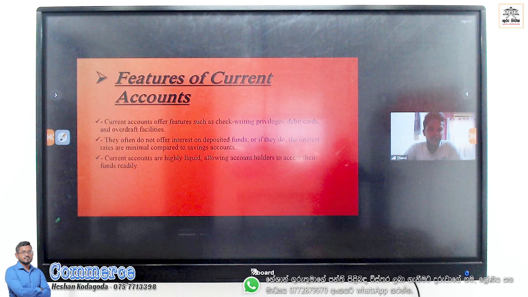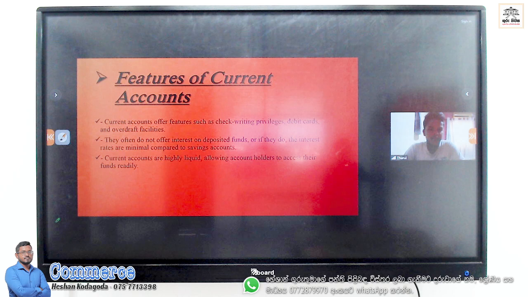Difference between current accounts and saving accounts. While both types of accounts are offered by banks, they serve different purposes. Saving accounts are geared towards saving and accumulating funds over time, often offering higher interest rates but with restrictions on withdrawals.